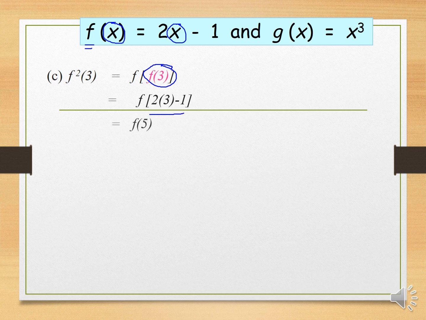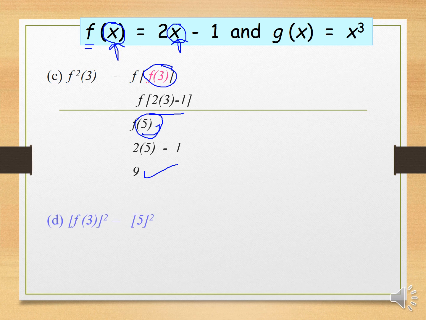5 now is the input for function f. So we substitute x becomes 5. Therefore, f(5) equals 2 times 5 minus 1, and this equals 9.